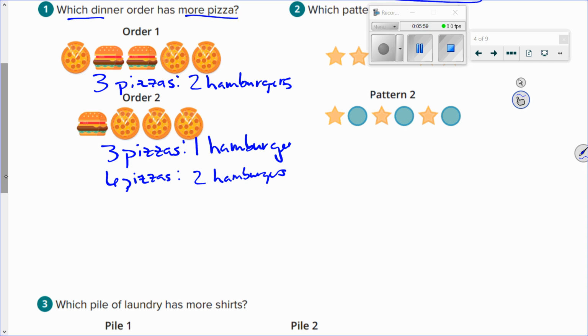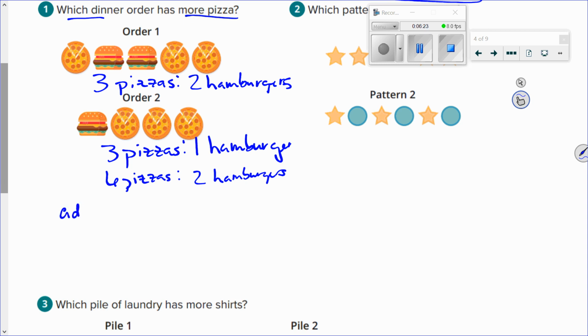This is actually multiplicative. So if you looked at this as multiplicative, in other words, I wanted to get the same amount of hamburgers to be able to compare the pizzas, you would have said order 2 had more. If you looked at this from an additive standpoint, in other words, I'm just looking at comparing the numbers, then you would have answered that they were equal.